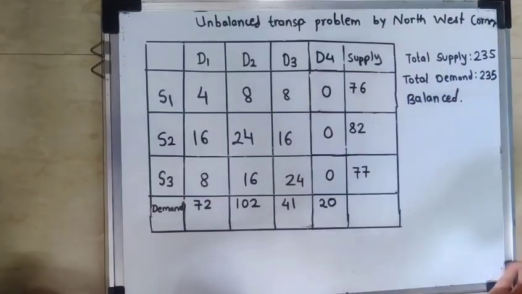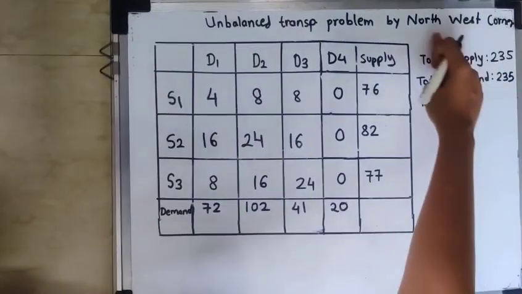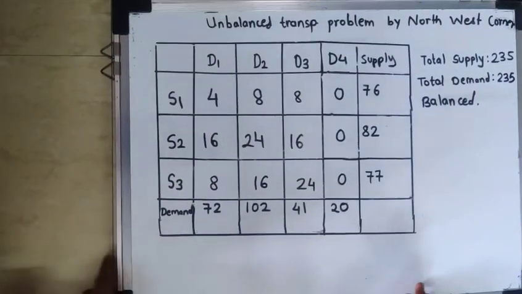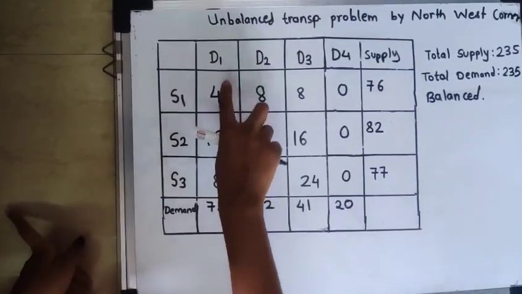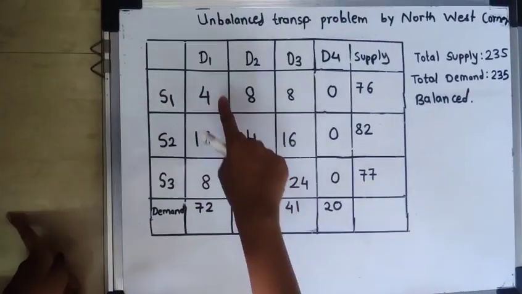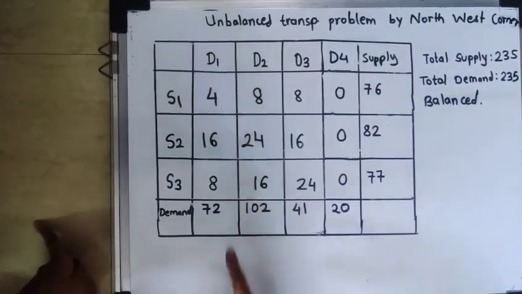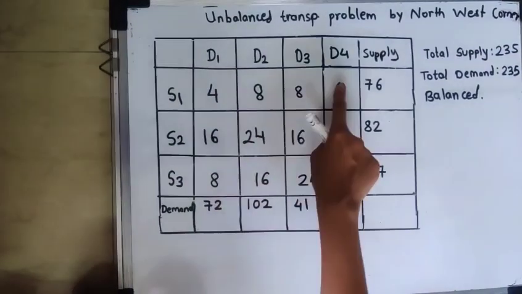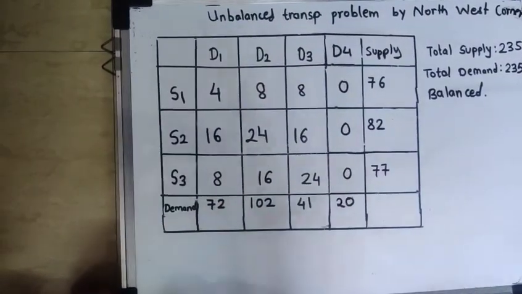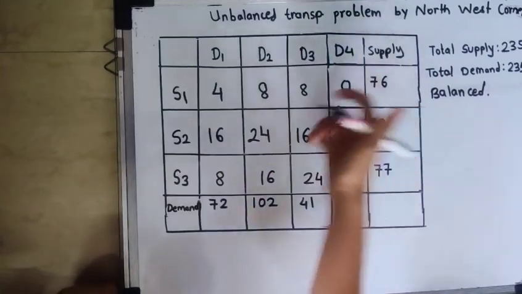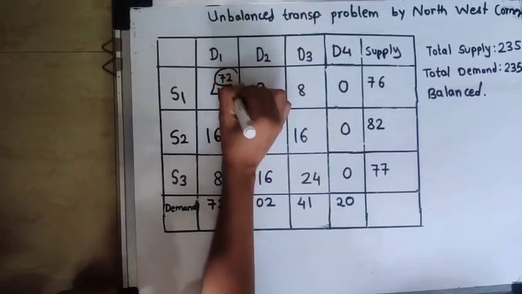Now if it is balanced, then you can solve it the similar way how we solve it by northwest corner method. So now first thing is, we will start with the topmost left cell. So this is the cell 4. Now we need to make allocations over here. So we will check the corresponding row and corresponding column value, 72 and 76. Which is the smaller number? 72. So we will allocate 72 to this value.